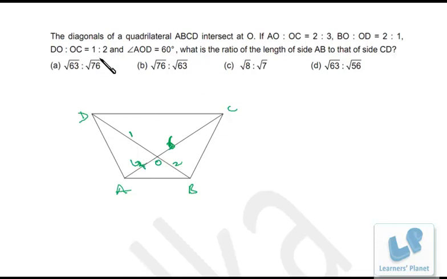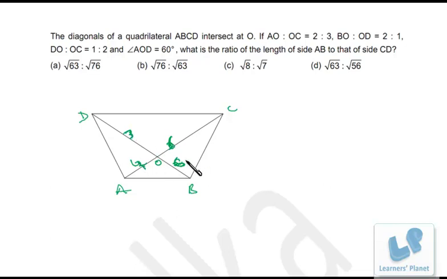After that, DO is to OC is 1 is to 2. So if this is 6, this has to be 3, right? And here BO is to OD is 2 is to 1. That means if this is 1, this has to be 2, then the 2 is to 1 ratio will be maintained. So we got the length of these sides.